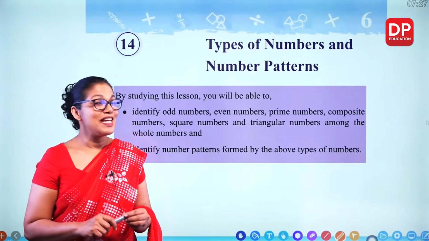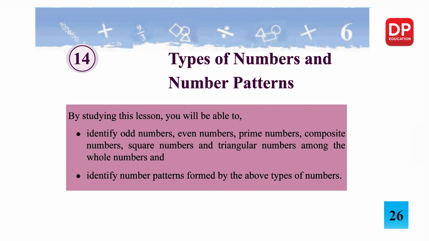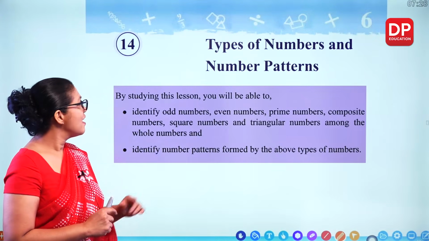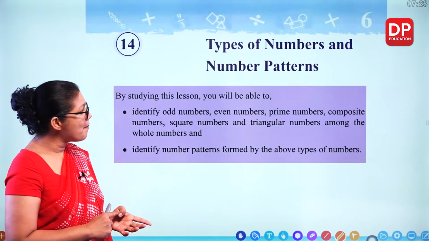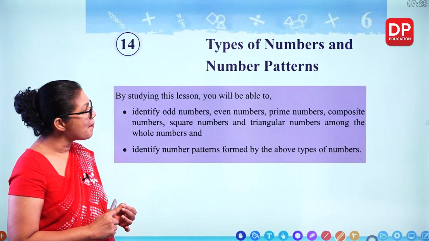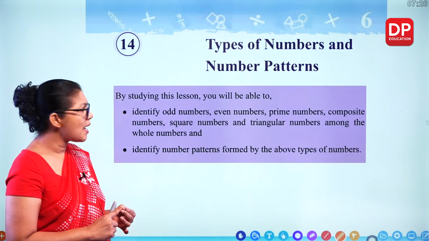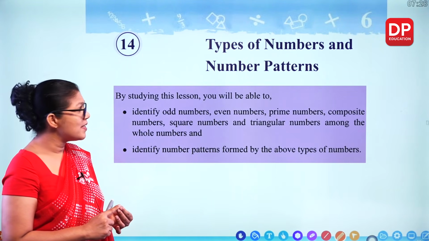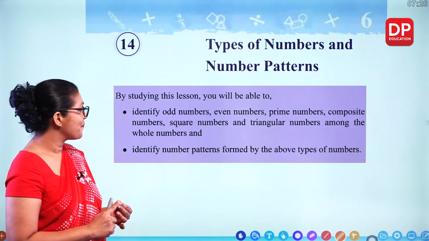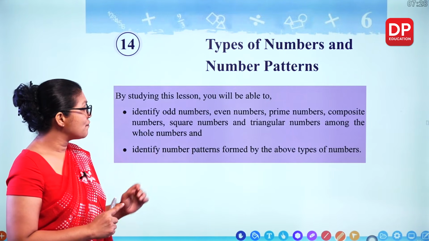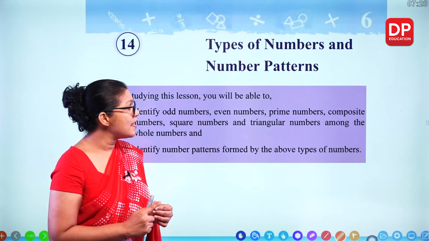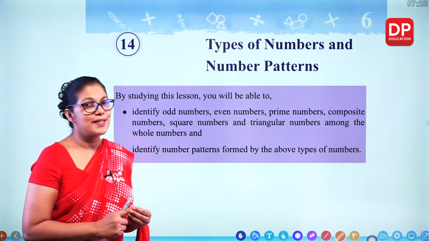Hello children, today I am here to teach you chapter 14 in your textbook. That's types of numbers and number patterns. In this lesson, we are identifying odd numbers, even numbers, prime, composite numbers, square numbers, triangular numbers. And also we are identifying number patterns formed by the above types of numbers.